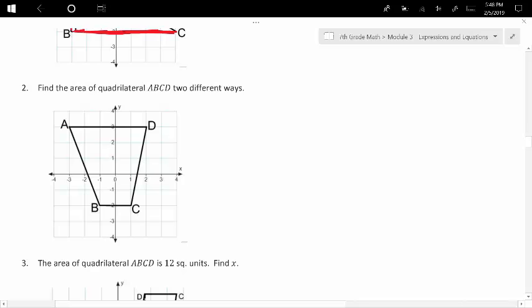Let's go ahead and I'll show you one way that we can do this. So we have this parallelogram, and one thing that we can do is section it into 3 different shapes. You can see my red lines. I made a rectangle in the middle, and on each side I have a triangle. Now both of those triangles are not the same size.